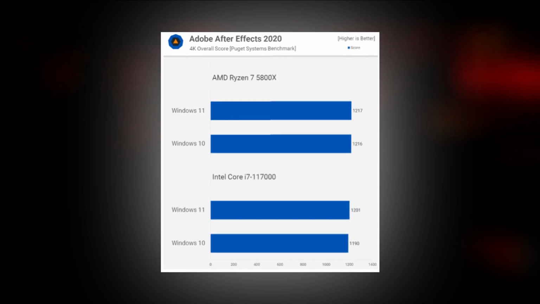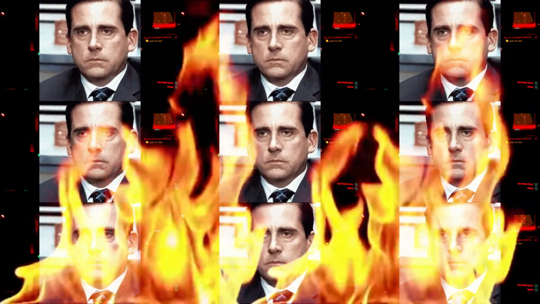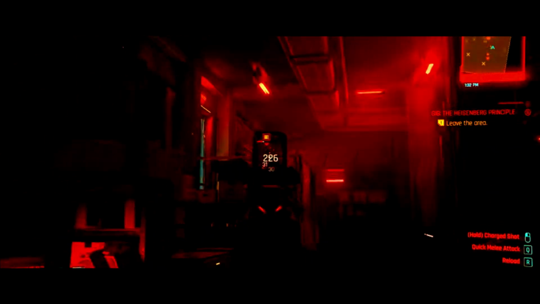DaVinci Resolve Studio 16 provides us with the biggest margin yet. Finally, something to look forward to. Windows 11 was 3% slower. 3%? 3% slower when using the Core i7-11700, though we see no change with the Ryzen 7 5800X.